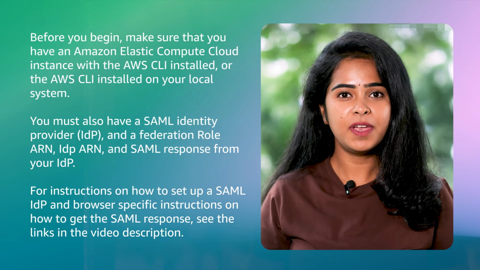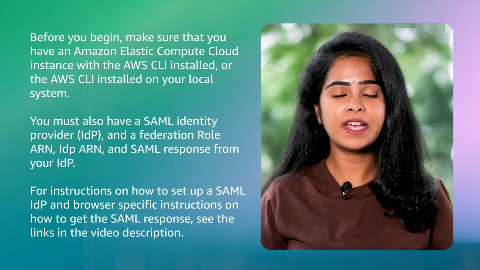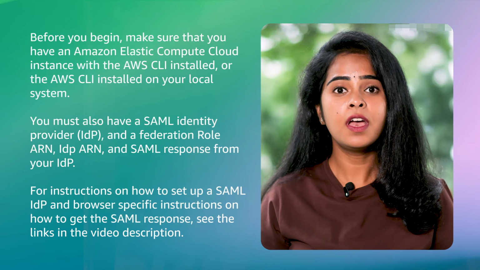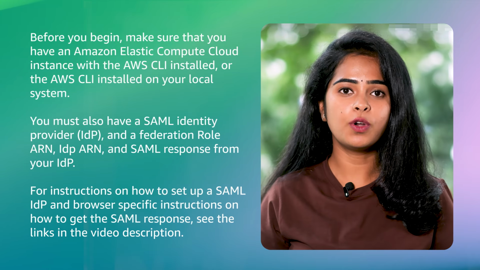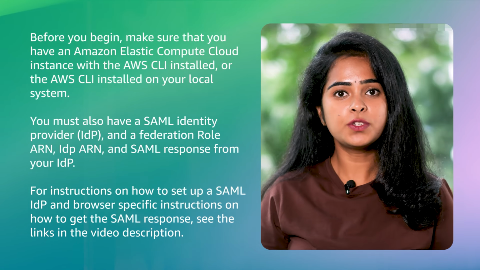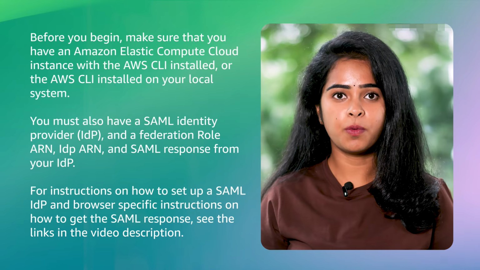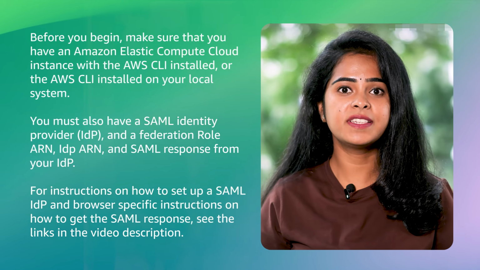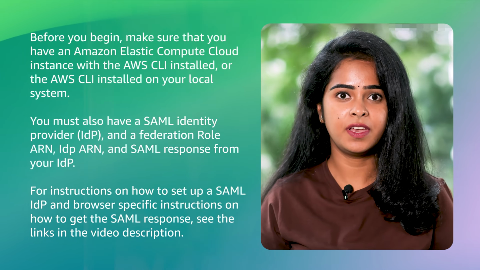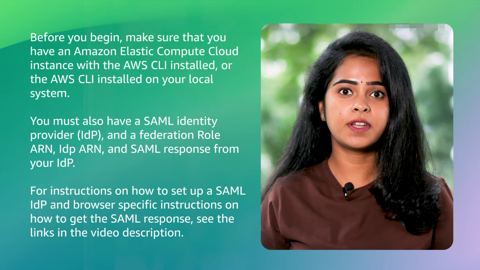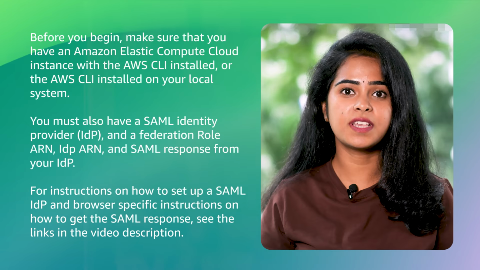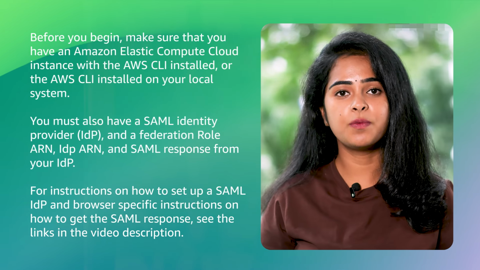Before you begin, make sure that you have an Amazon Elastic Compute Cloud instance with the AWS CLI installed or the AWS CLI installed on your local system. You must also have a SAML identity provider and a Federation Role ARN, IDP ARN, and a SAML response from your IDP. For instructions on how to set up a SAML IDP and browser-specific instructions on how to get the SAML response, see the links in the video description.